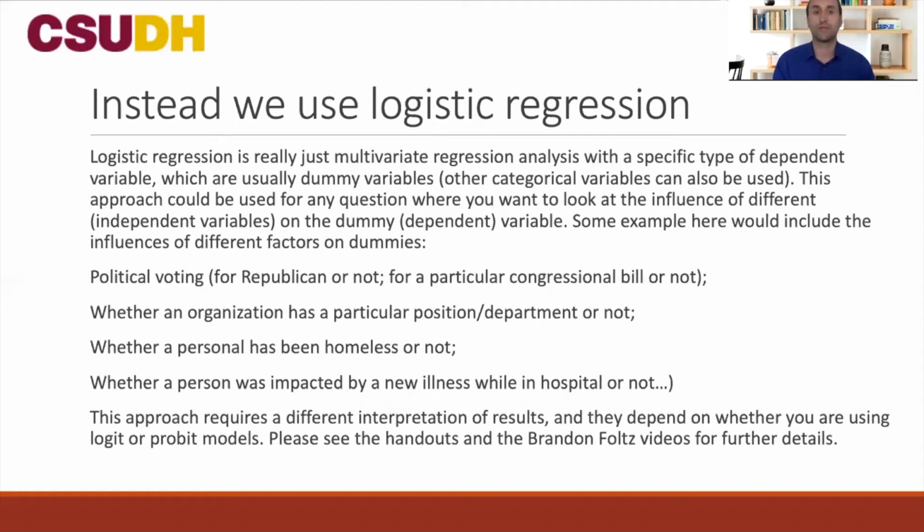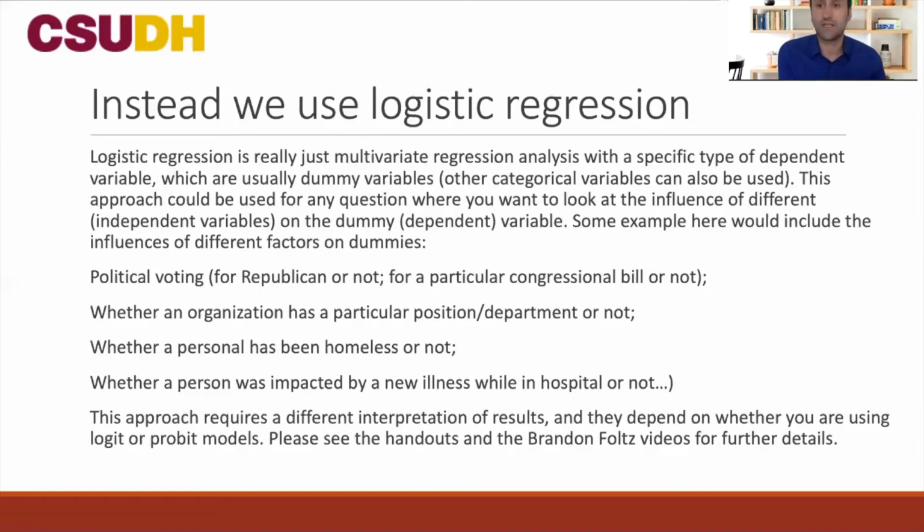Now, this approach could be used for any question where you want to look at the influence of different independent variables on the dummy dependent variable. So some examples that you might be interested in is whether in political voting, a respondent is likely to vote for Republican or not. Or maybe a Republican representative, maybe whether they're likely to vote for a particular congressional bill or not. You might also want to look at whether an organization has a particular position, or maybe a particular department or not. You might want to think about whether a person has been homeless or not. You might think about whether a person has been impacted by a new illness while in hospital or not.